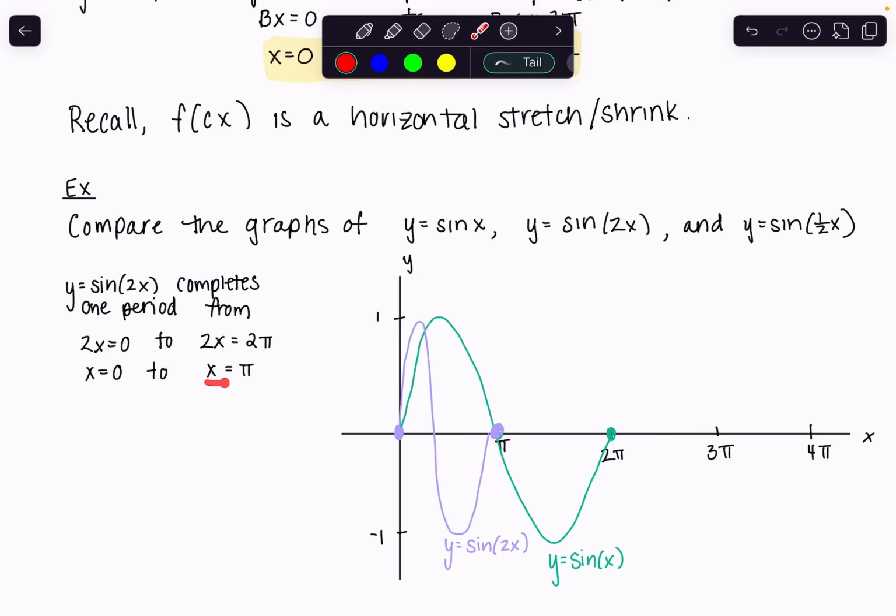So now when I plug in x equals pi, I get sine of 2 pi. That ends my unit circle. So it's smaller angles that land me on the quadrants instead. If I look at y equals sine of 1/2 x, this completes one period.